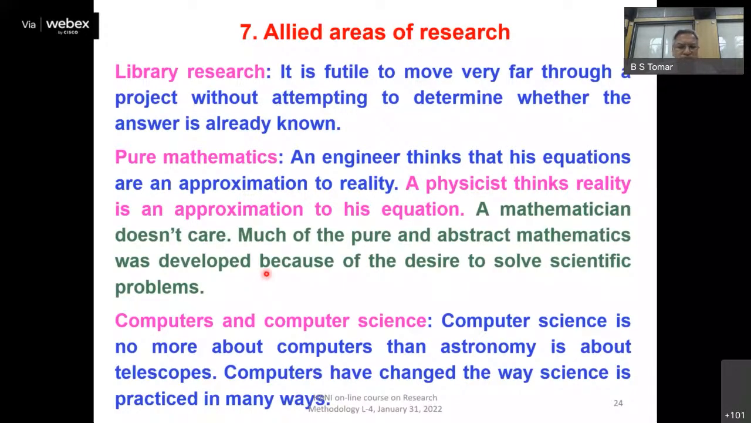Then you have computer science and computers. Computer science is no more about computers, than astronomy is about telescopes. Computers have come into everybody's life now. They have changed the way science is practiced in many ways. So a lot of research is done even in different other areas also.